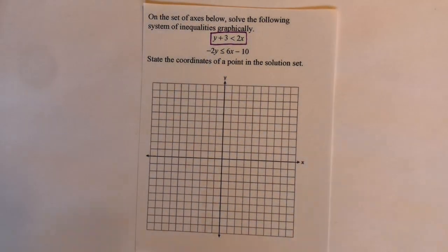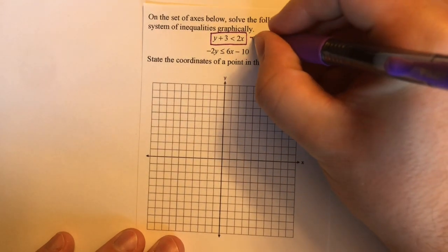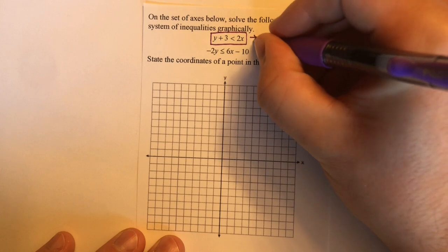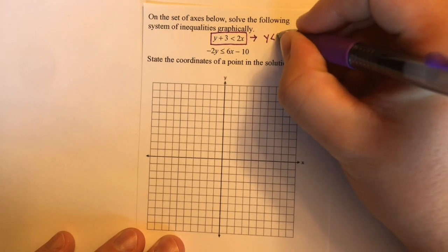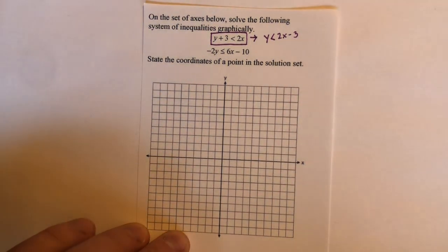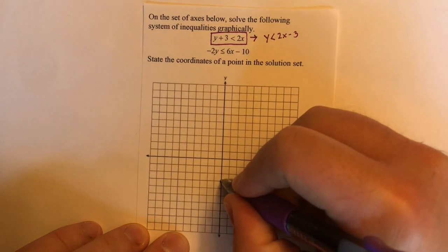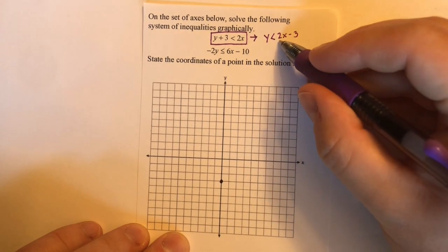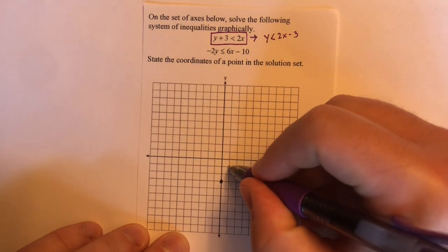So what we're going to do is change the form from this form, which is actually not any specific form, to slope-intercept form. All right. Here the y-intercept is -3. The slope is 2 over 1, so that means we're going to go up 2 over 1.